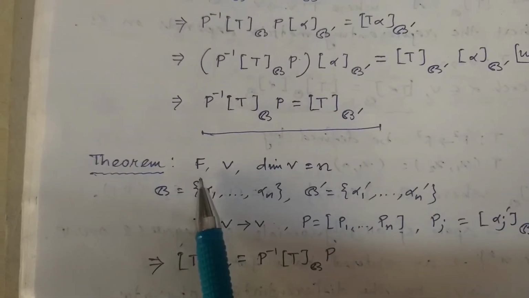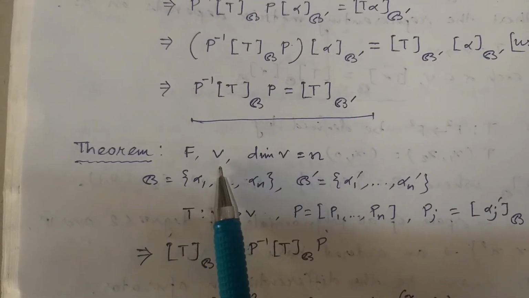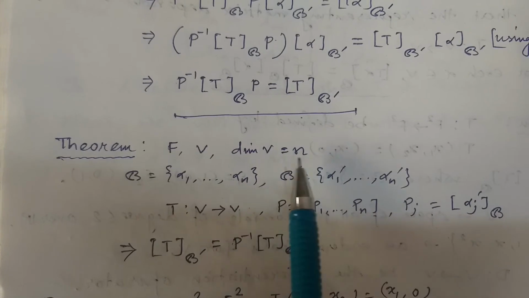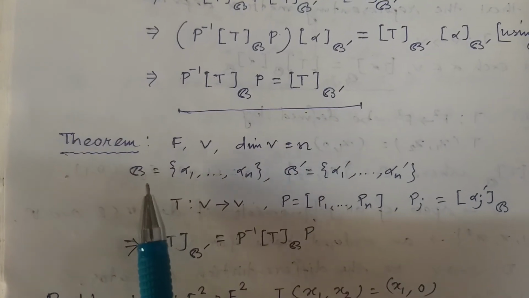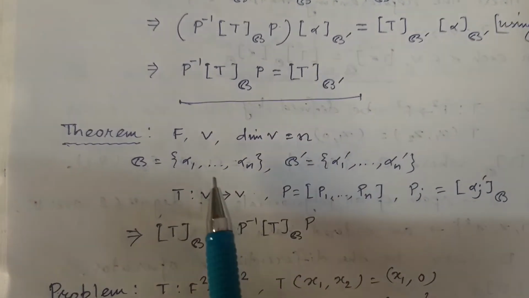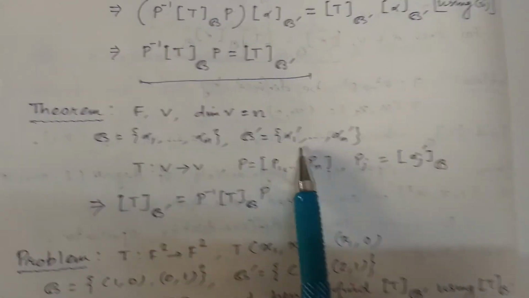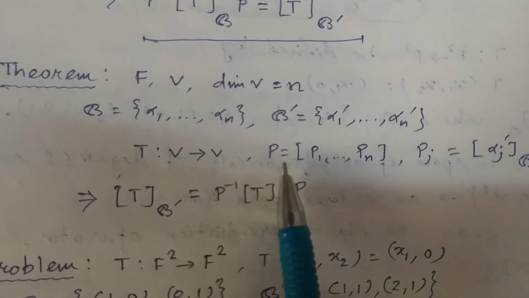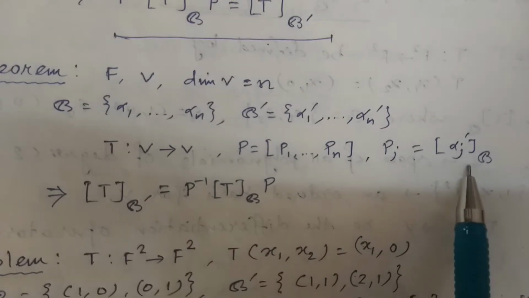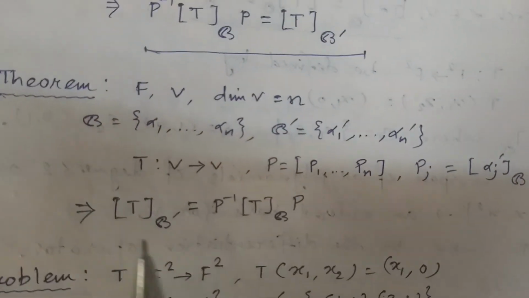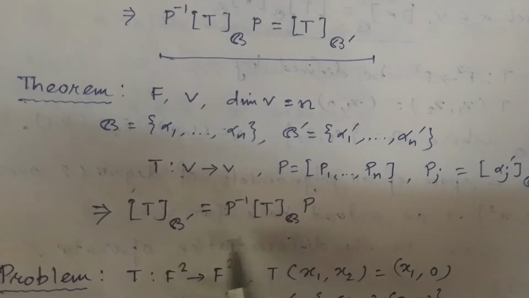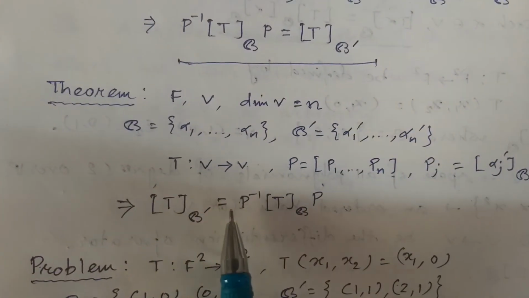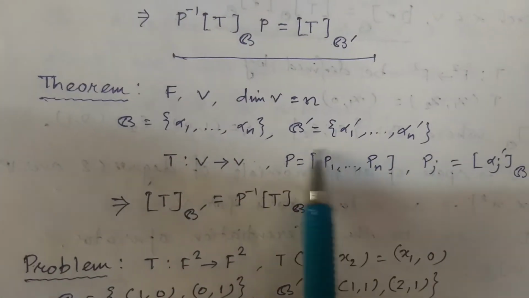Okay, next we have a theorem. Let F be any field, V a finite dimensional vector space, dimension of V equal to n. B and B dash are the two bases as before, alpha 1, ..., alpha n and alpha 1 dash, ..., alpha n dash. T is a linear operator from V to V. P is the matrix P1, P2, ..., Pn, where Pj is as defined. This implies the matrix of T with respect to B dash, that is, this conclusion is taken as a theorem. To prove it, you basically have to prove this.